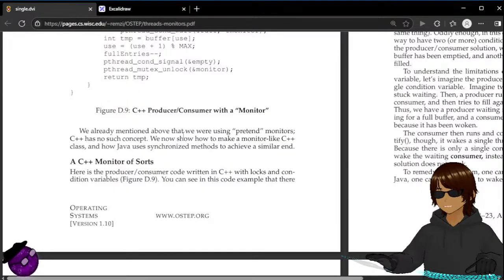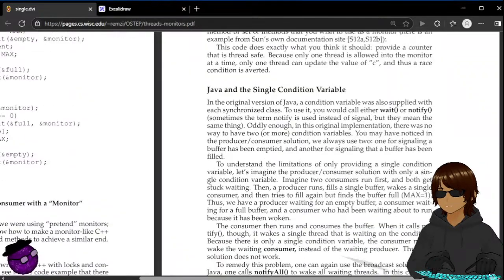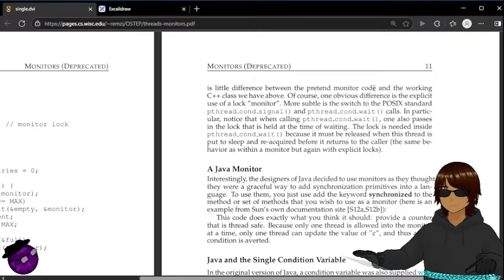We have already mentioned above that we were using pretend monitors. C++ has no such concepts. We now show how to make a monitor-like C++ class and how Java uses synchronized methods to achieve a similar end. So here is producer consumer code written in C++ with locks and condition variables. You can see in this code example that there is little difference between the pretend monitor code and the working C++ class we have above. Of course, one obvious difference is the explicit use of a lock for the monitor. Most subtle is the switch to the POSIX standard pthread_cond_signal and pthread_cond_wait calls.